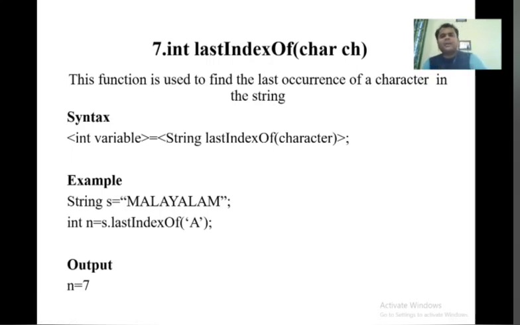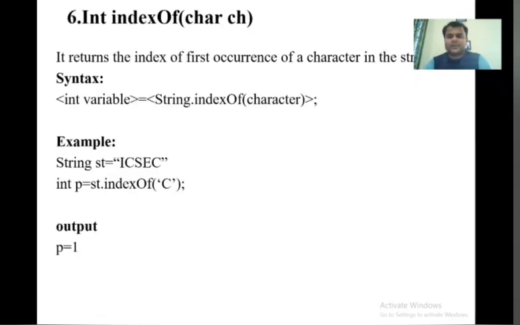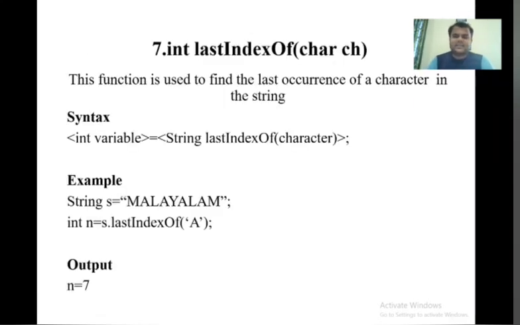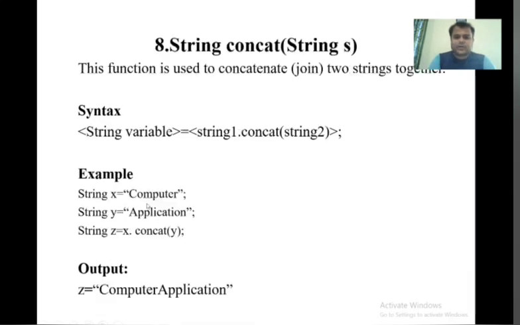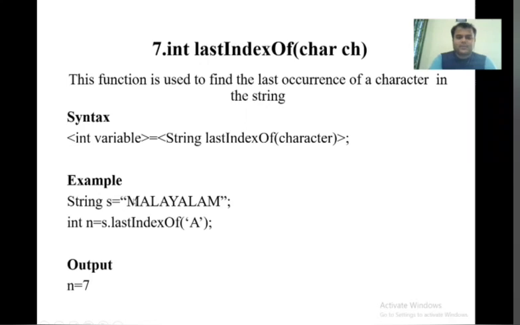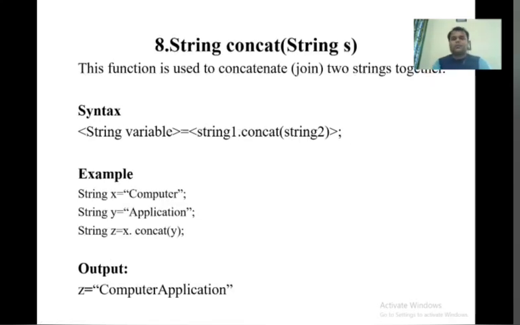And lastIndexOf. In the sixth one, it prints the first occurrence; in this, we are going to print the last occurrence. For example, here I have taken Malayalam. For the lastIndexOf, starting from 0, 1, 2, 3, 4, 5, 6, 7, 8, what is the last occurrence of A? That is 7.